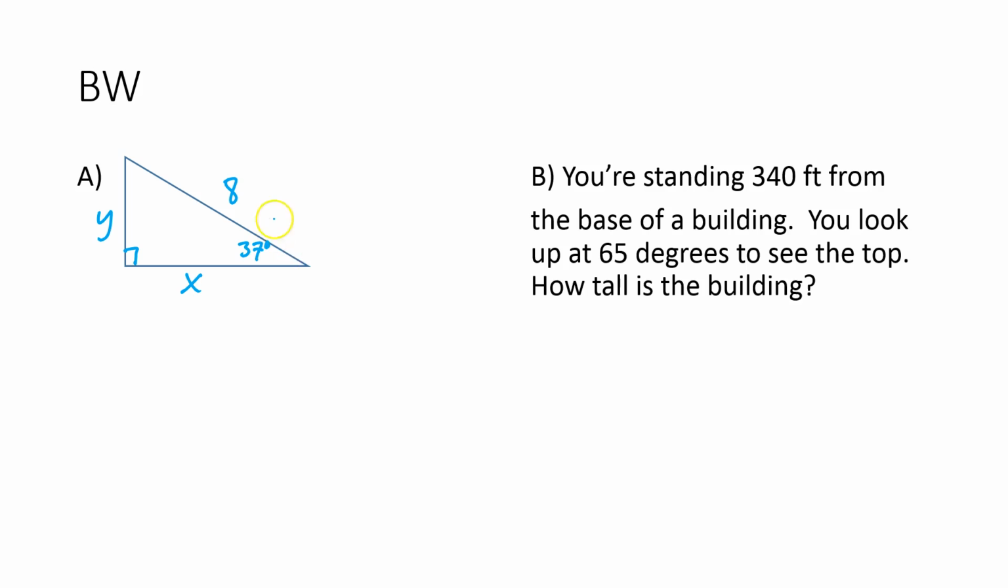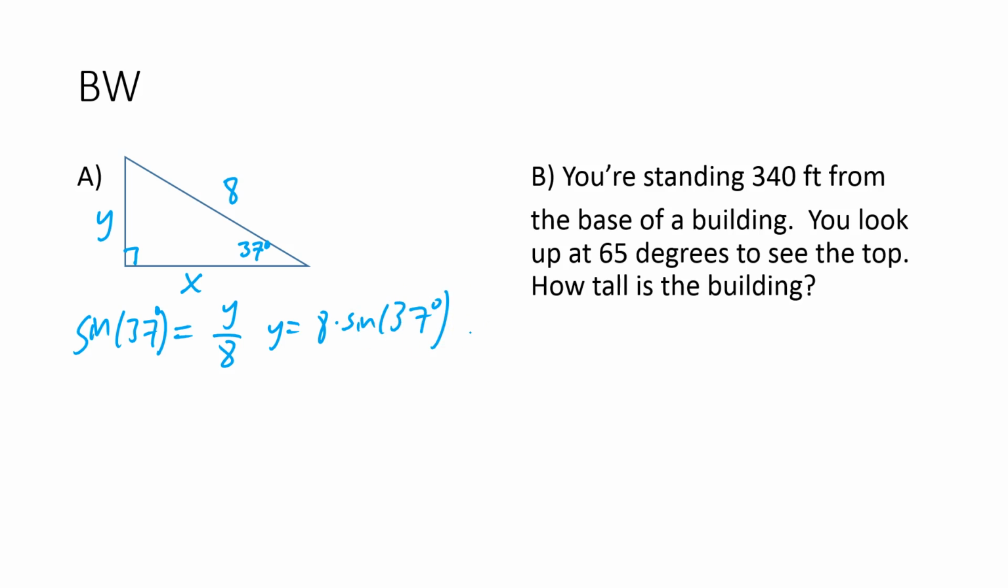All right, for this first one, we have to realize that we can use sine and cosine to find x and y. If I do sine of 37 as my reference angle, that's going to be opposite over hypotenuse. That'd be y over 8. If I want to solve for y, just multiply both sides by 8. So y is 8 times sine of 37.